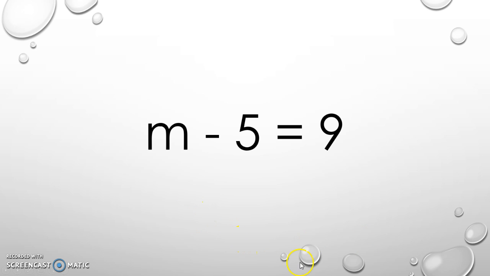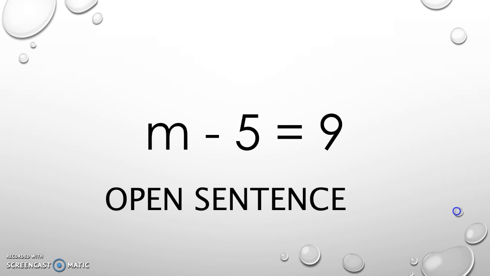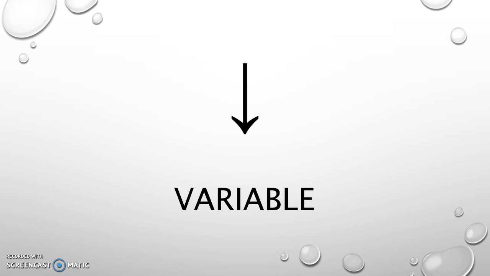m minus 5 equals 9. Is that a variable, an expression, or an open sentence? It's an open sentence because I have the equal sign that tells me what to do with it. This value is the same thing as this value. An arrow. What do I do with that? That's a variable. It's representing something that I don't know.